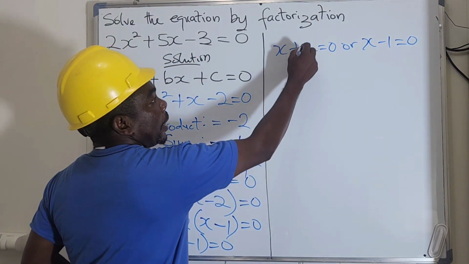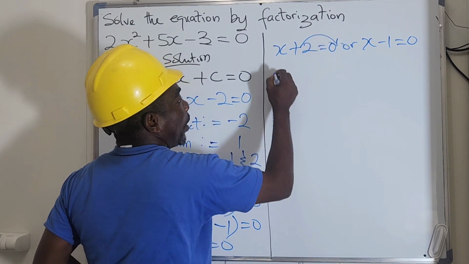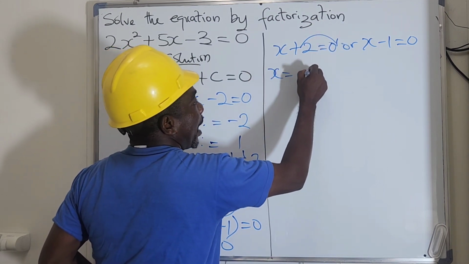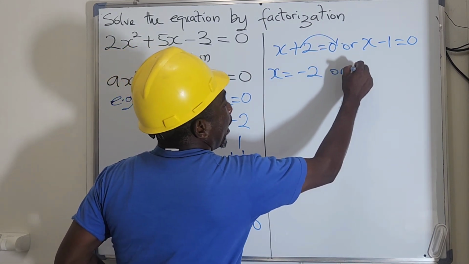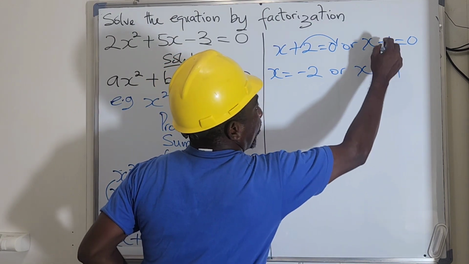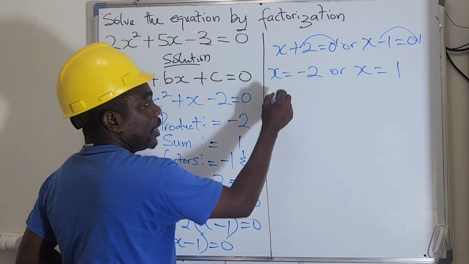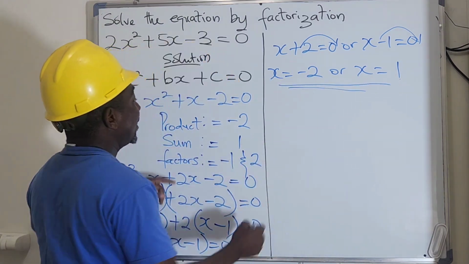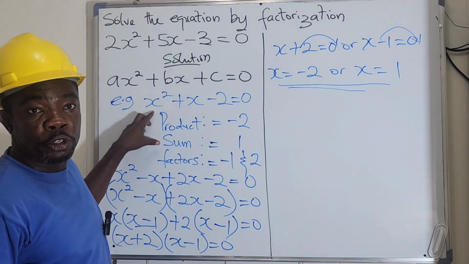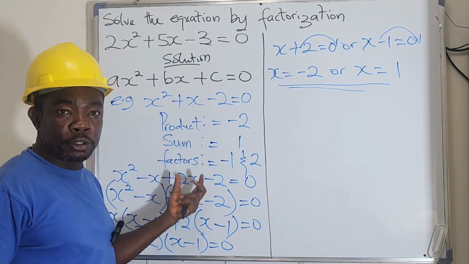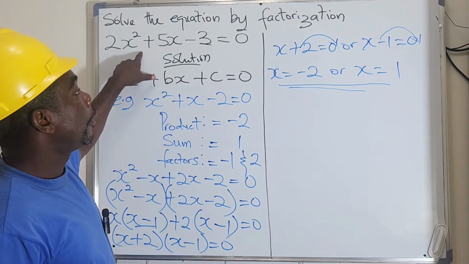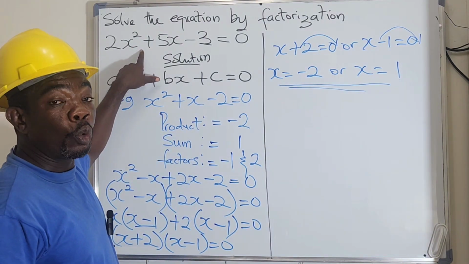In this case, these two can be transposed to the other side. We have x equals minus 2, or x equals 1, because minus 1 will transpose to the other side and become plus 1. So these are the values of x that satisfy this equation. So we are going to use the same method here for us to solve the equation that we were given.